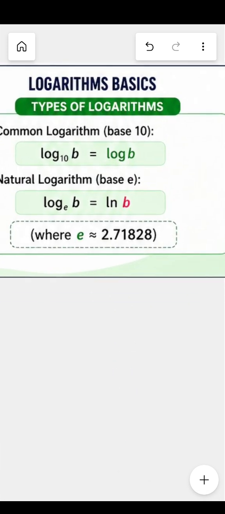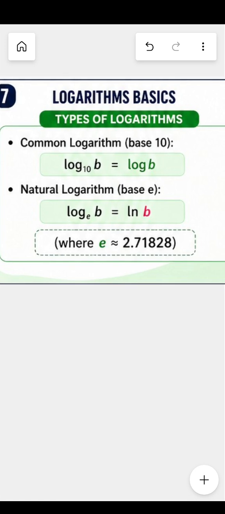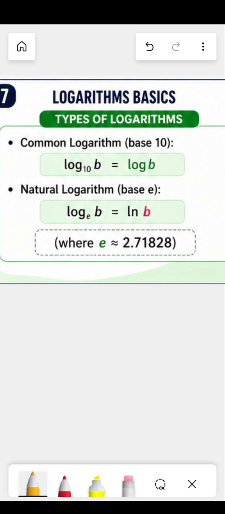So types of logarithms. How many types of logarithms do we have? In the previous session, as we saw, some logarithms have base 10 and in some there is no base. If the base is 10, then they are called common logarithms. For example, log b base 10 can also be represented as log b.